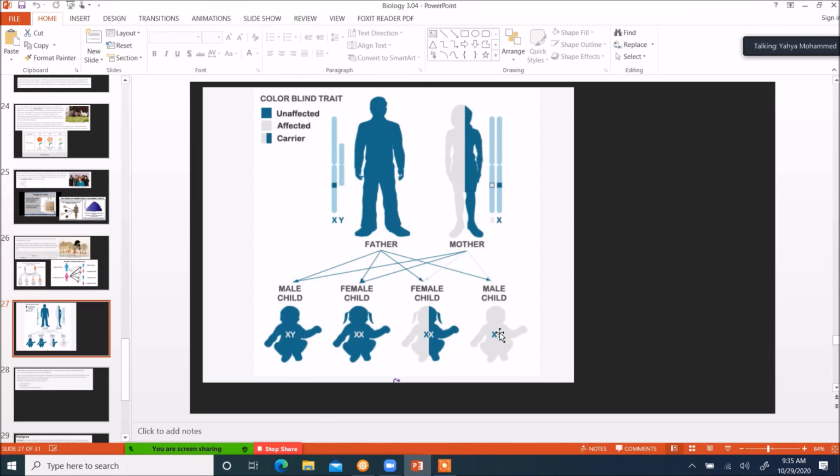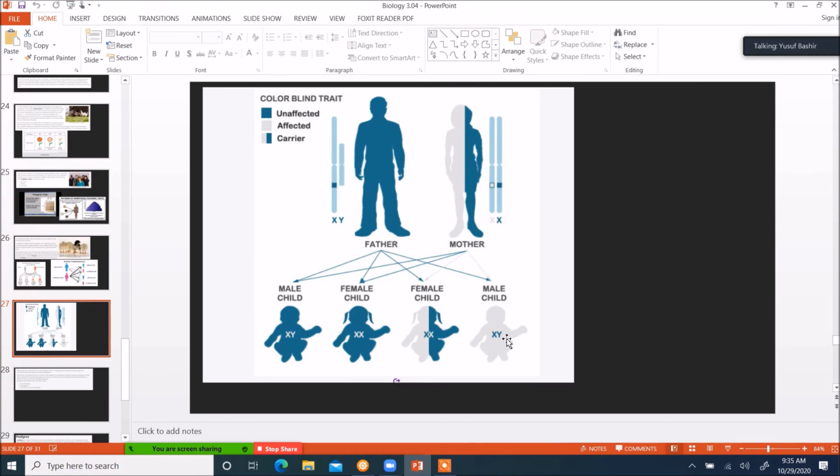Now this male child, Yusuf, explain what's going on with this male child over here. The male child is affected because he received the X chromosome from the mother and the Y chromosome from the father, but the chromosome that he received from the mother is affected, and the Y chromosome can't balance that out because it's a different chromosome. Exactly. So in this case, the Y chromosome cannot balance it out. The female child got the other X chromosome, the good X chromosome from the father, so she's just a carrier. But the male child, there's nothing to balance it out, so this child is going to be affected.